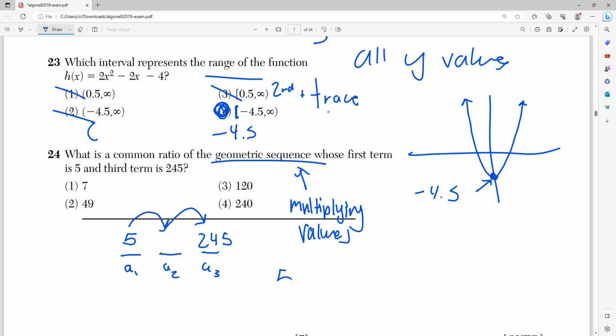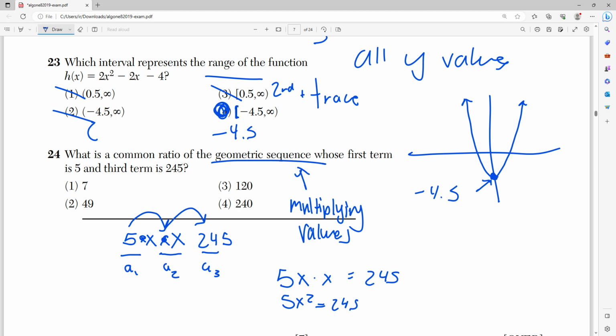So we could just write this as 5 times x, because we're multiplying 5 times x, which is our common ratio once, and then we're multiplying that by our common ratio twice, right? So 5 times x is equal to 245. It's a geometric sequence, which means we have to multiply by the common ratio for each term, right? So 5 times x, that's 1. That's how we get a2, and then multiply by x again. That's how we get a3. So that's the same thing as saying 5x squared is equal to 245.